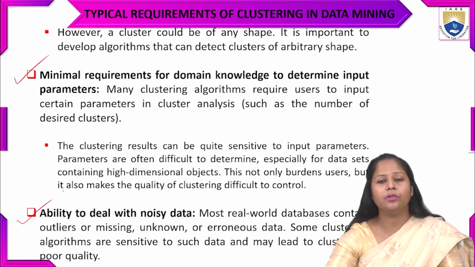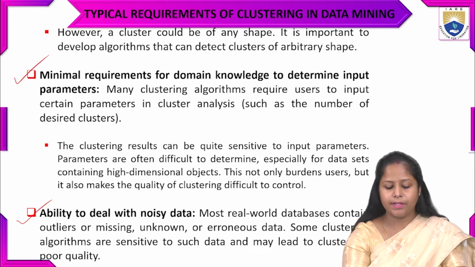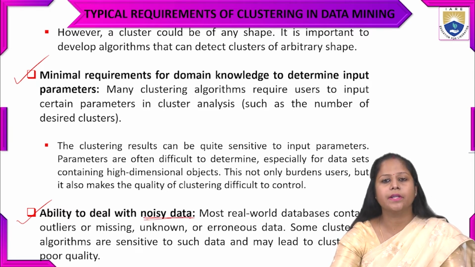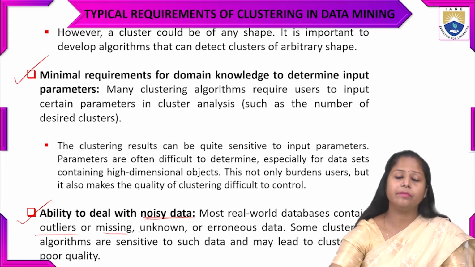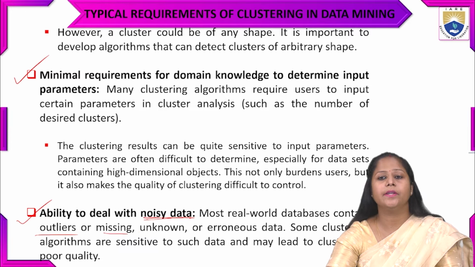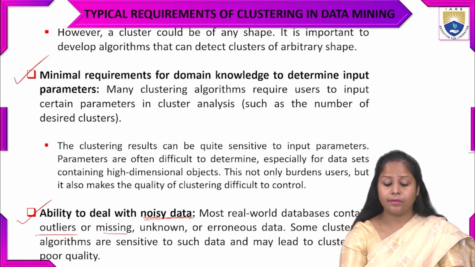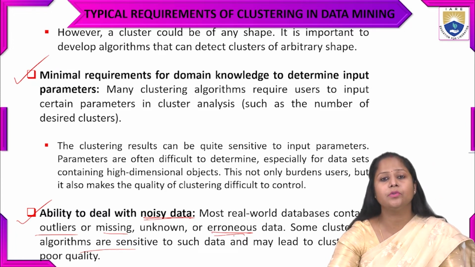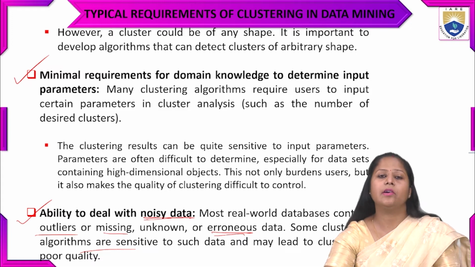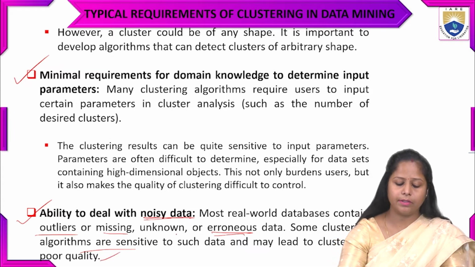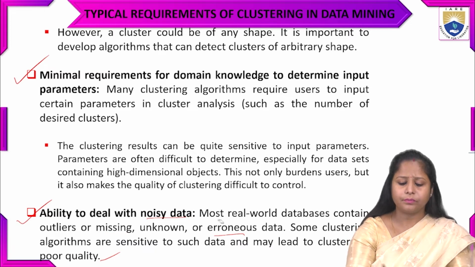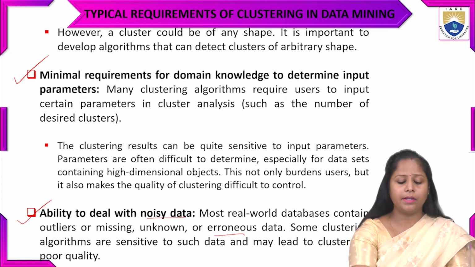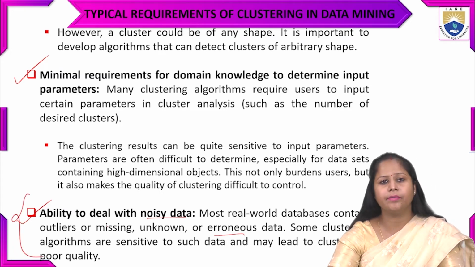The fifth one is the ability to deal with noisy data. Noisy data is similar to outliers. Most real-world databases contain outliers; we can say missing values, unknown values, or error values. Some clustering methods and algorithms are sensitive to such types of data, and that can also lead to clusters of poor quality. So there should be some ability to deal with this type of noisy data, or we can say the outlier data.